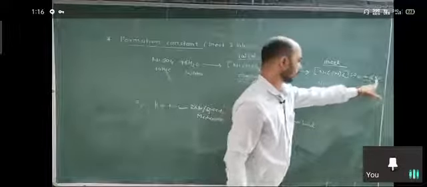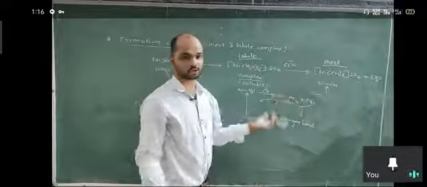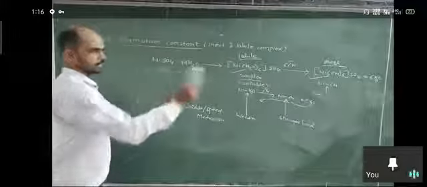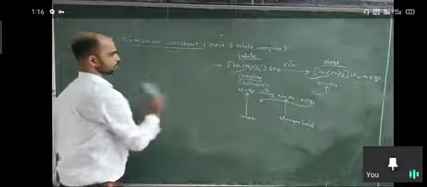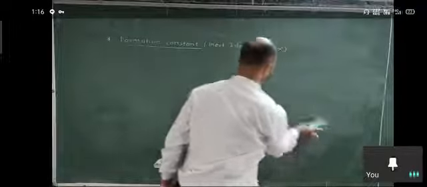But after once formation of this, water cannot further replace the CN minus and come back to this state. Why? Because the Ni-CN bond is stronger. That's why this is inert. Here is labile. So it depends on reaction mechanism, and acidic and basic character between the metal and ligand. So this is all about inert and labile formation. So how are we going to calculate the formation constant?